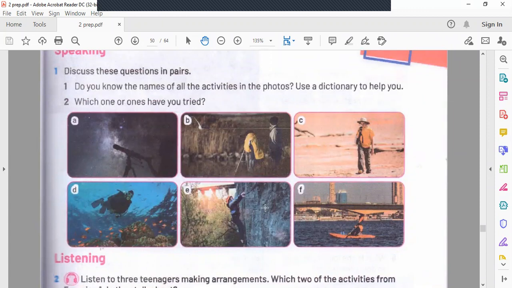We have some pictures: a man watching stars, a man diving, and a boy walking in the desert, a man climbing a mountain, and this is a man rowing his canoe and moving with it in the river. Okay, let's shift to the next part.